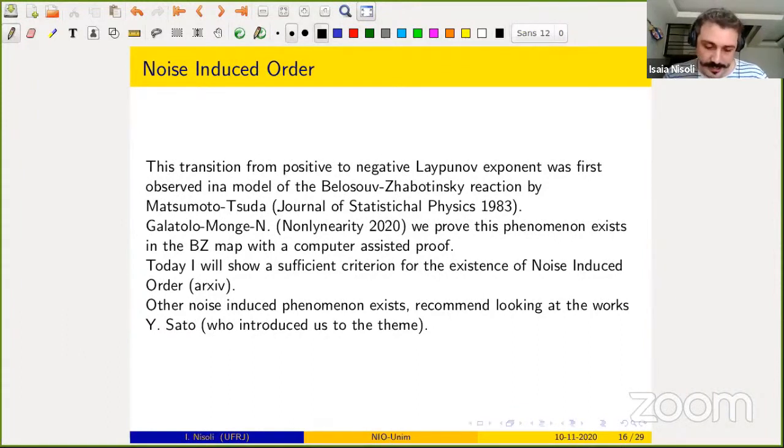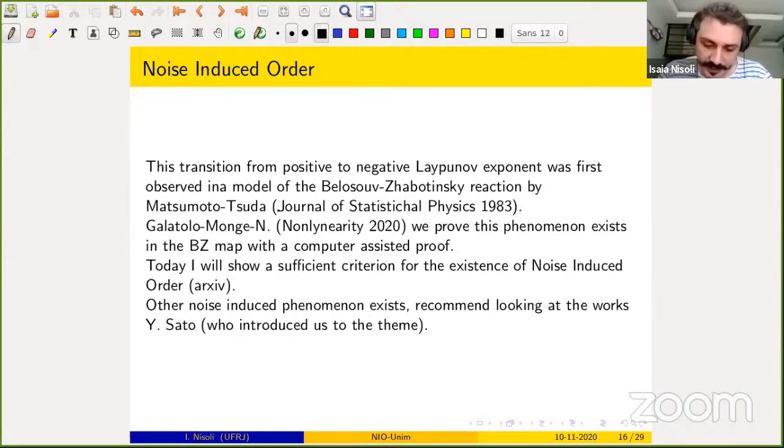Okay? And this model, the BZ map, is ugly. It has contracting parts, expanding parts. It has a C2 discontinuity at some point. It has a point where the derivative is infinite, a point where the derivative is zero. So it's a really complicated map. And so this kind of phenomenon was considered to be really pathological. In some sense, we expected this phenomenon to be really pathological.